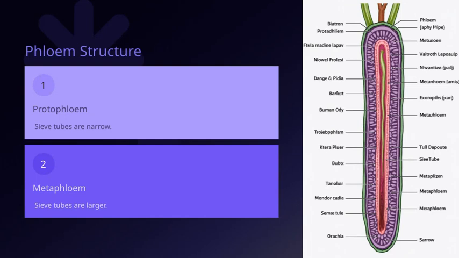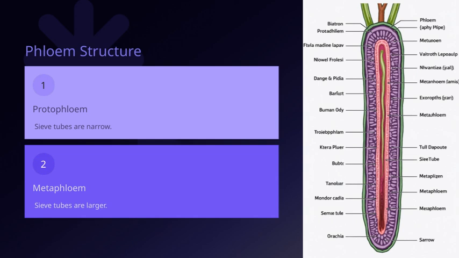First, you'll notice that sieve tubes are larger in size. This size difference is important because it relates to their function in transporting nutrients. Now, within the phloem, we have two main types, the metaphloem and the protophloem. The metaphloem, which is the outer part, contains the sieve tubes that are larger and responsible for the main transport of food. On the other hand, the protophloem, which is located more towards the interior, has narrower sieve tubes.